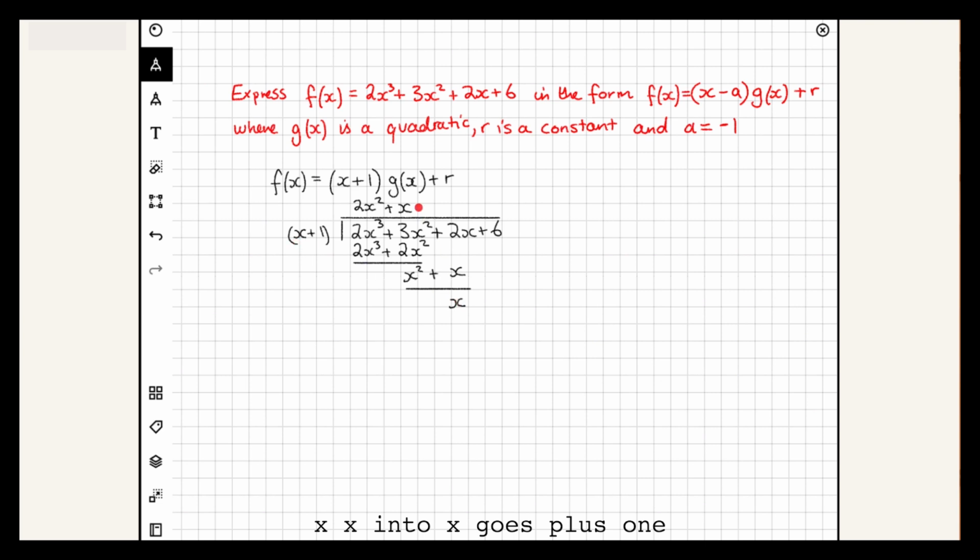x into x goes plus 1. x times 1 is x. 1 times 1 is plus 1. And take that away. 6 take away 1 is 5.